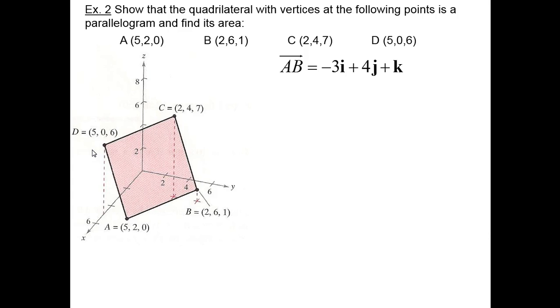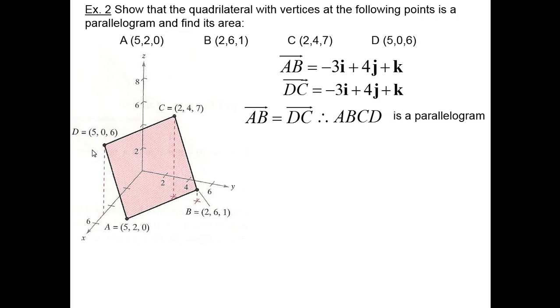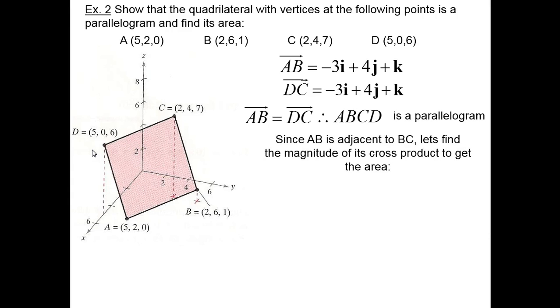Then since we want to go in the same direction as AB, we need to find BC. So how does that show that it's a parallelogram? If AB is equal to BC, remember the vectors are the same length and same direction because they're equal, so therefore this is a parallelogram. Now to find its area, we need to find the magnitude of the cross product of 2 adjacent vectors. We could say that AB is adjacent to, say, BC. We could have used AD as well, that would have been fine. So BC is negative 2j plus 6k.